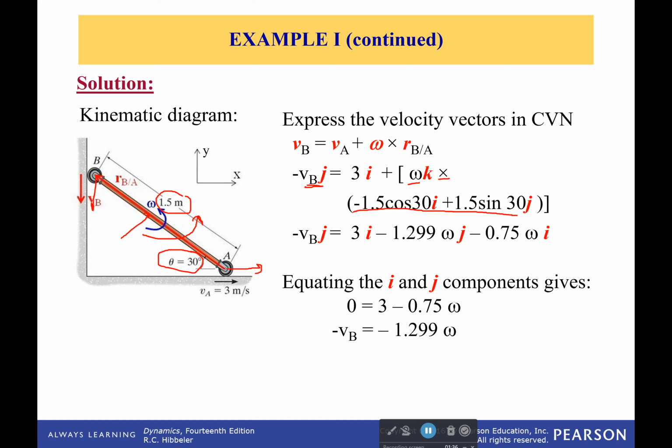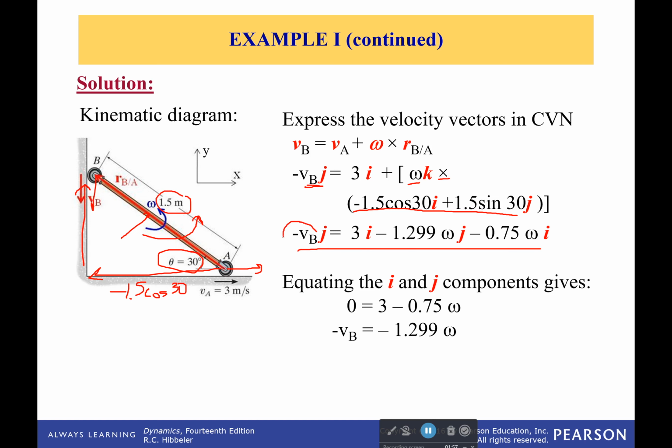which is going negative 1.5 cosine of 30 i, which makes sense. That's this component, and it's going that direction. That would be 1.5 cosine of 30, and it's negative because it's going backwards. We have 1.5 sine of 30. That's going to be the vertical component. So we plug it in and we get this.